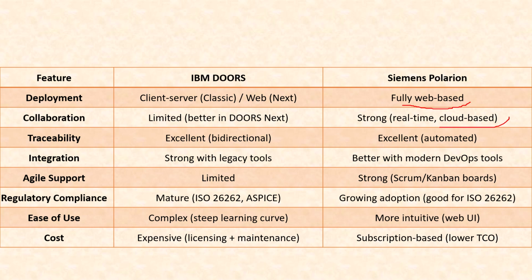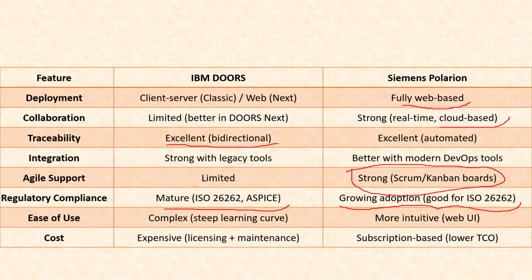For example, when it comes to traceability, bidirectional excellence is there, and here also it is excellent, but it is more automated. When it comes to bidirectional, people say Polarion is not as advantageous as DOORS. And agile support: because more and more companies are working towards agile methodology, Polarion is being preferred in companies where agile methodologies are implemented. DOORS is already a very matured tool, but Polarion is still under development.